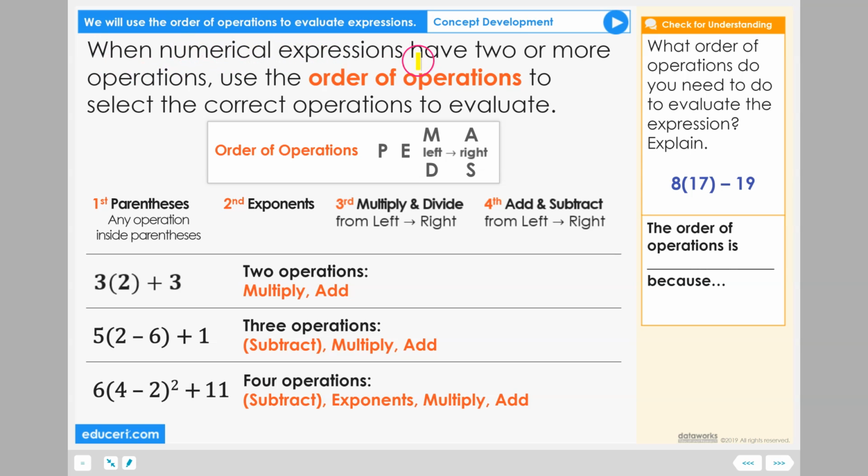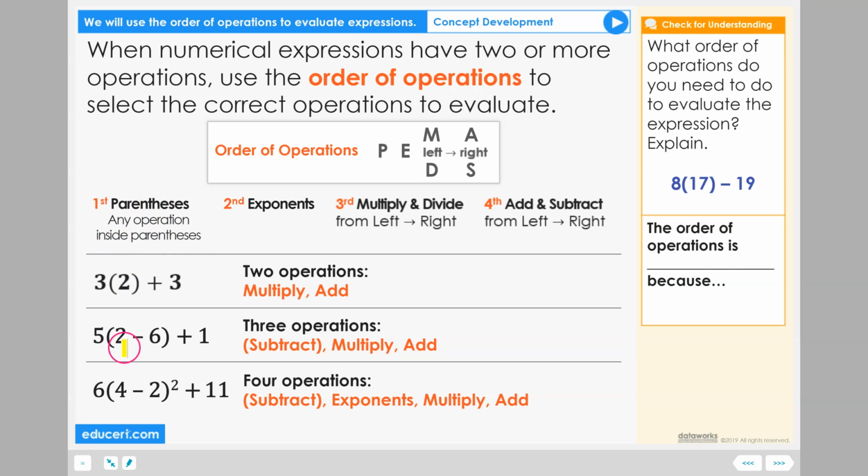When numerical expressions have two or more operations, use the order of operations to select the correct operation to evaluate. The order of operations goes first, parentheses. And when we talk about parentheses, we mean an operation inside of parentheses.